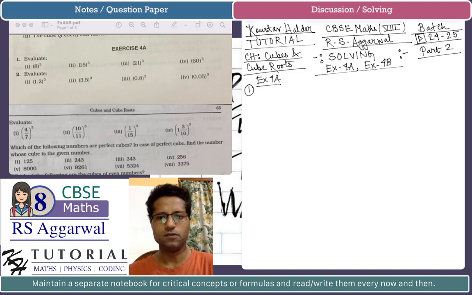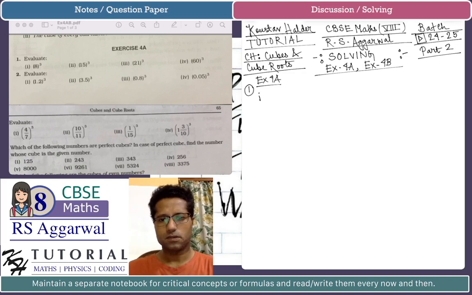The first one is evaluate. You have to find the cubes of some given numbers. Now, if it is a two-digit number, you can apply the column method to find the cubes. Otherwise, you can also do it orally if you find the column method to be time consuming.